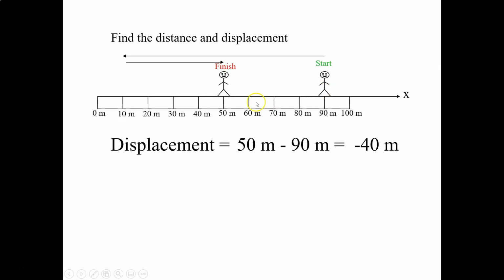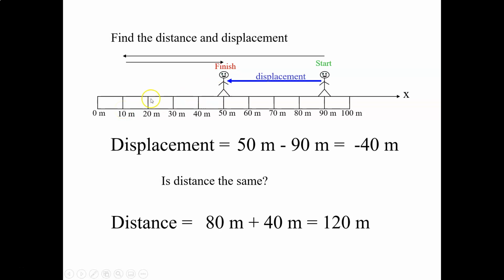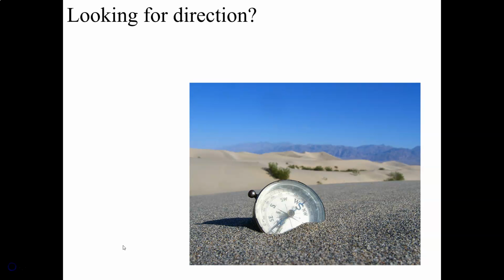They started at the 90 and ended up at the 10, so that was 80 meters. And then they walked another 40 to end up at the 50. So the total distance traveled is equal to 120 meters.